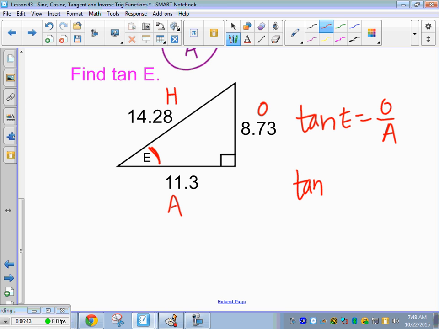So tangent of the angle E is equal to opposite, which is 8.73, over the adjacent side, which is 11.3. And we plug that into our calculator.